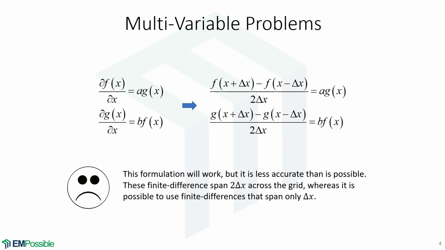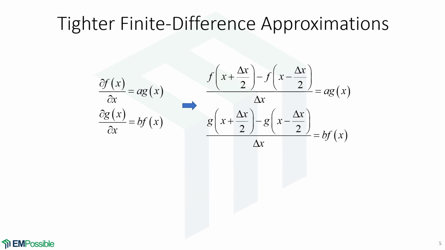But it turns out there's something better we can do in this case where we only have to reach 1 delta x. And so if those function values are tighter against where we're calculating that finite difference, that will improve our accuracy. So let's not make the spacing 2 delta x. Let's make it delta x. Okay, so now we have our function at x plus delta x over 2 minus f at x minus delta x over 2. And so the spacing between those points is only a single delta x. And we do the same thing for g.